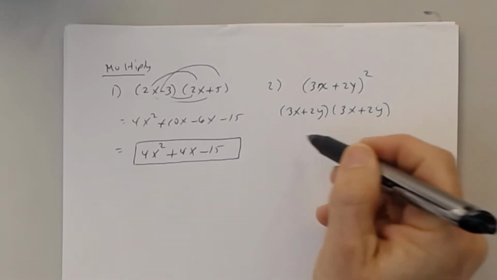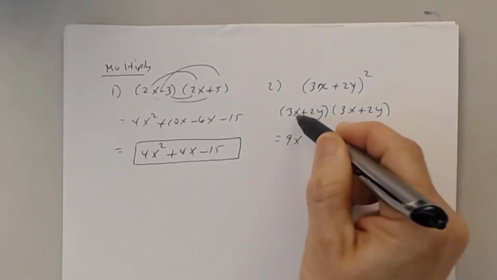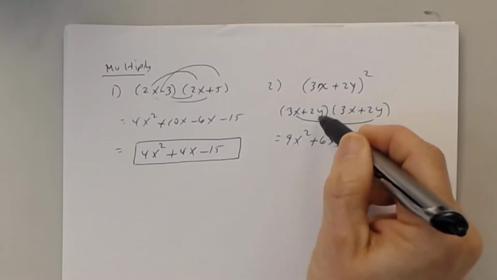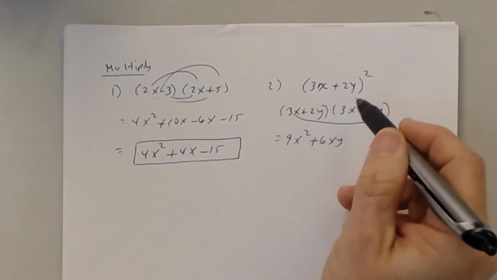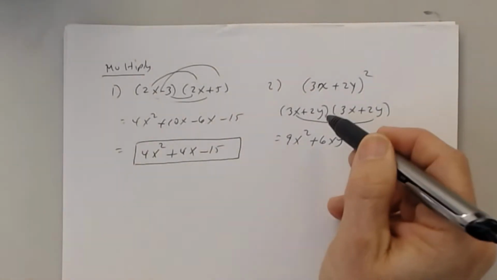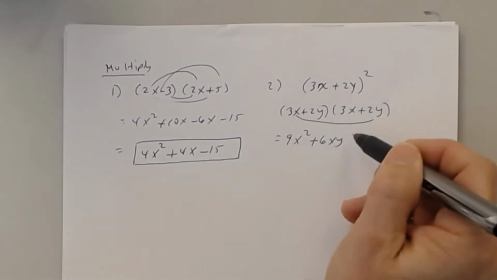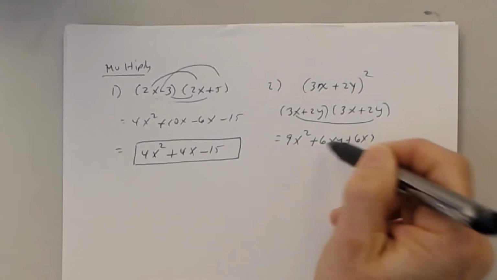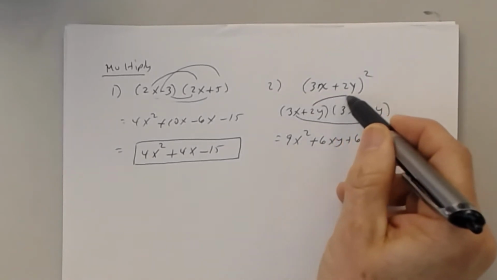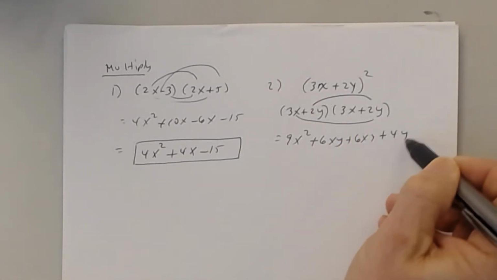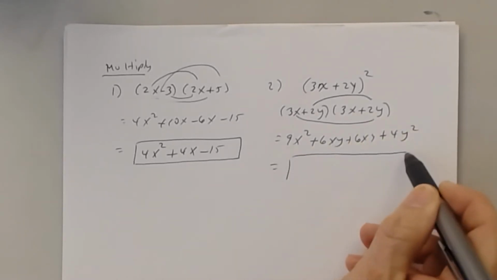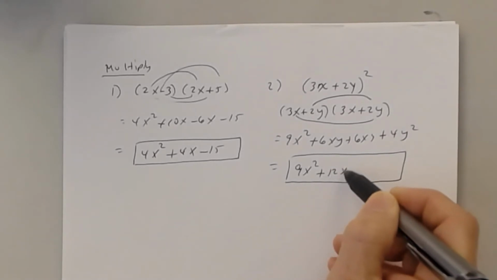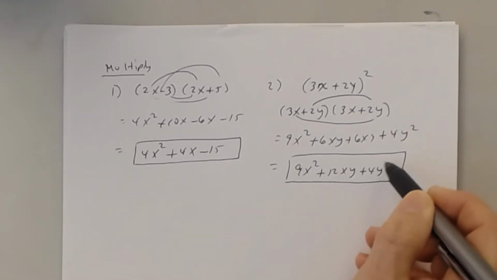What's 3x times 3x? 9x squared. What's the outer? 6xy. Now remember, we had the discussion before. Since I'm squaring a binomial, those two binomials are exactly the same, right? So the outer and the inner better be the same. What's the inner? 6xy. So those two are the same. What is the last? 2y times 2y? Combining like terms, what do you get? 9x squared plus 12xy plus 4y squared.